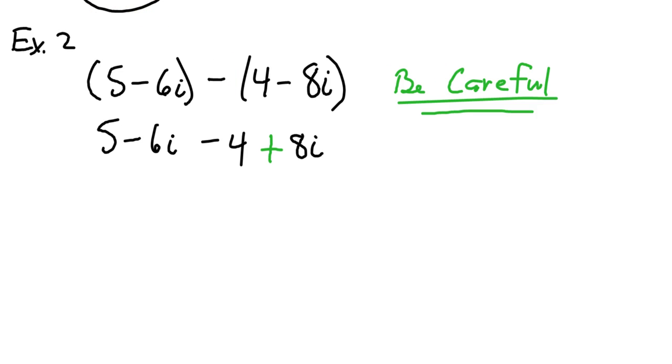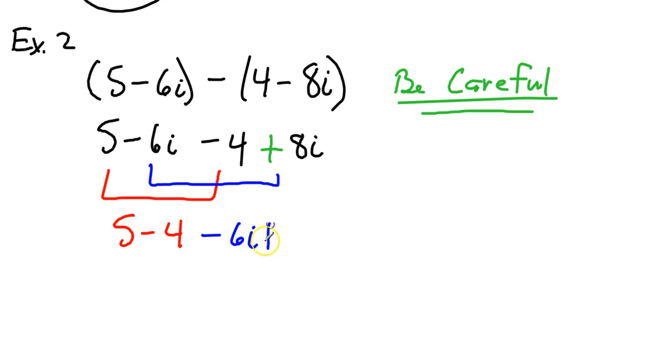So then you have 5 minus 4, and then you have negative 6 plus 8 with the I terms. 5 minus 4 is 1. Negative 6 plus 8 would be a positive 2i.